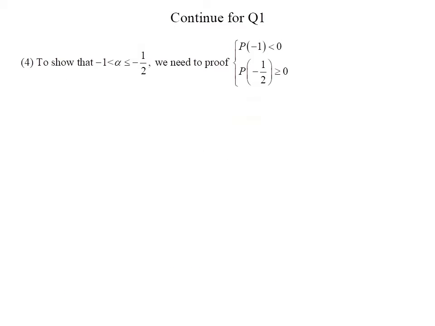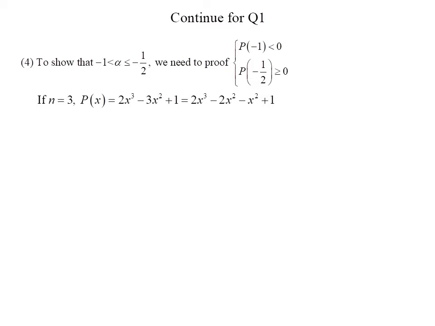Here we continue with question 4 of example 1. In order to prove that the other real zero is between -1 and -half, including the point of -half, we need to prove that p(-1) is less than 0, while p(-half) is greater than or equal to 0.